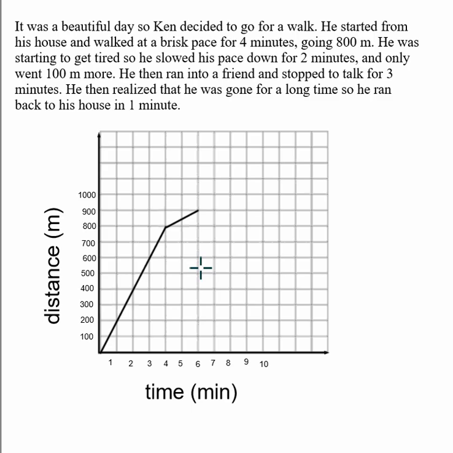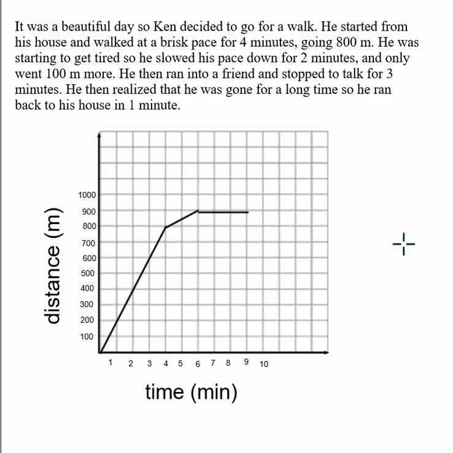Now it says he runs into a friend and he stops to talk for 3 minutes. So that means for the next 3 minutes, getting us to 9 in total, he is not moving. So his time is going, but his distance is not. And that results in a horizontal line.